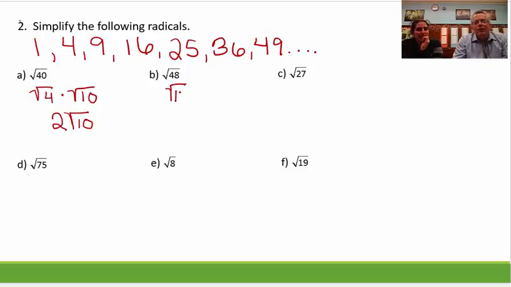Exactly. So we'll show you another time. If you use 4, it'll be okay. You just have to kind of keep going. But 16 times 3 gets us that 48. And 16 is a bigger perfect square, so therefore the number that's left inside the square root is smaller, like Mr. Miller was saying. We want it to be as small as possible. Right. Square root of 16 is 4, and the square root of 3 stays the square root of 3.